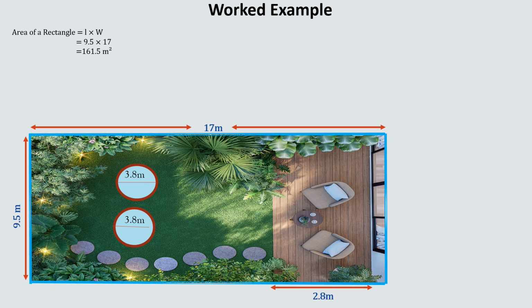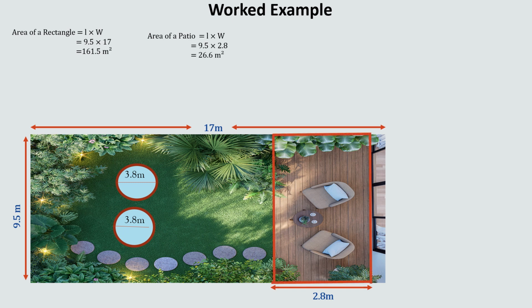Now after doing this, we need to understand what will be the area of the patio. So the patio's area will be 9.5 times 2.8, which is going to give me 26.6 meters square. And that's my area of the patio. So now I understand the area of these two.